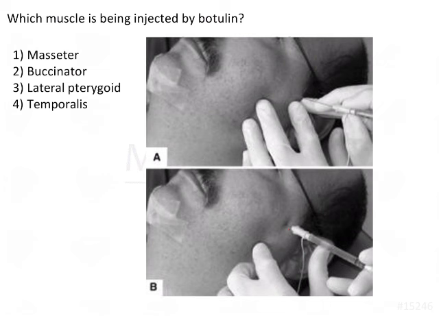Over here, if you see, there is a needle that is being injected in the area in front of the ear. Now, as we know, when it comes to the muscle in front of the ear, that means we're talking about the TMJ, because the TMJ is located right in front of the external acoustic meatus. So the only muscle which gets its insertion into the TMJ is the lateral pterygoid, and that is why the answer over here would be lateral pterygoid.